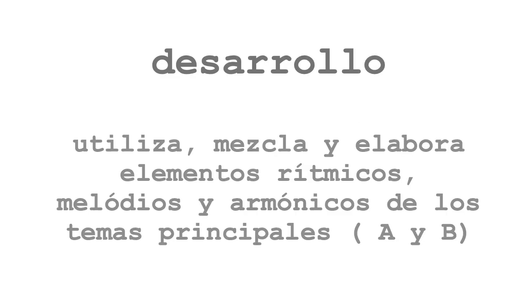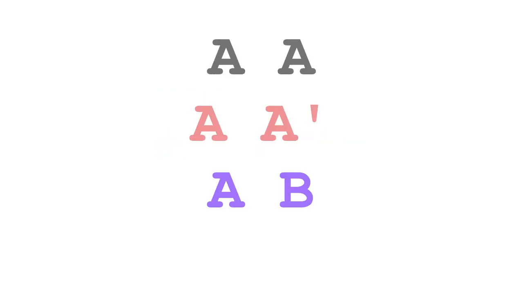Development. It is a section that uses elements of the main themes A and B and mixes them by changing the rhythm, key, and elaborating the melodies. It is usually used in long compositions such as sonatas and symphonies. Depending on how we use these procedures and combine musical ideas, we have the following musical forms.